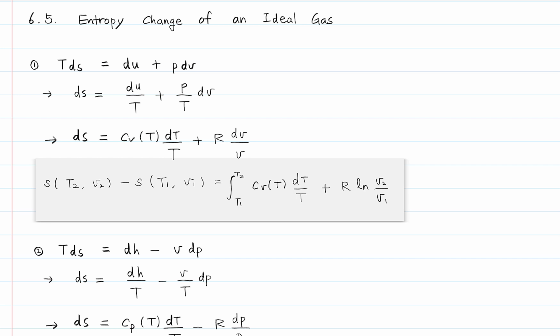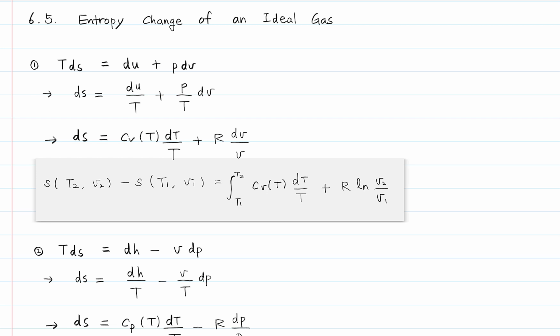6.5. Entropy change of an ideal gas. We are going to calculate the entropy change of an ideal gas between two states. Recall that real gases like air, hydrogen, oxygen, nitrogen, and helium may be considered as ideal gas at low pressures or high temperatures. An ideal gas obeys the ideal gas law, or ideal gas equation of state.